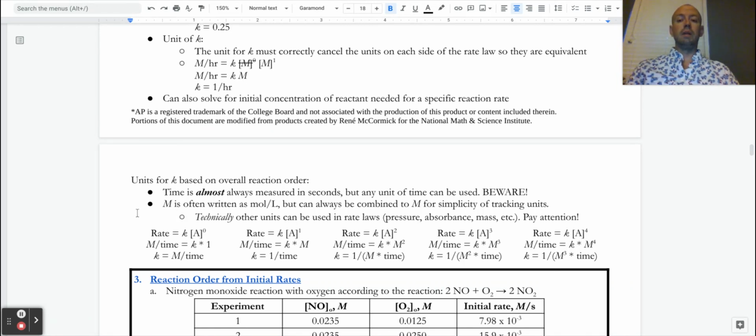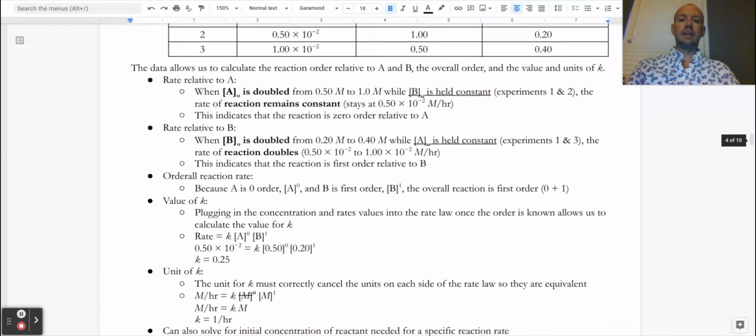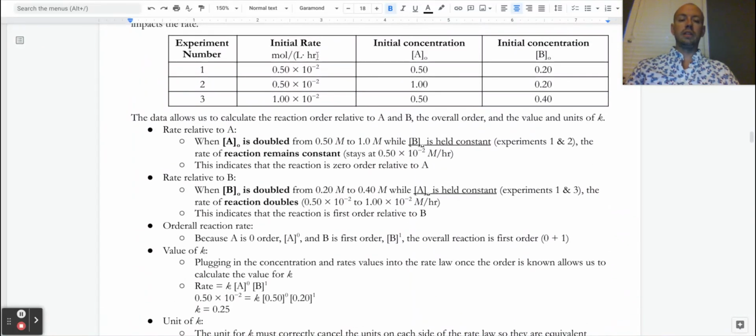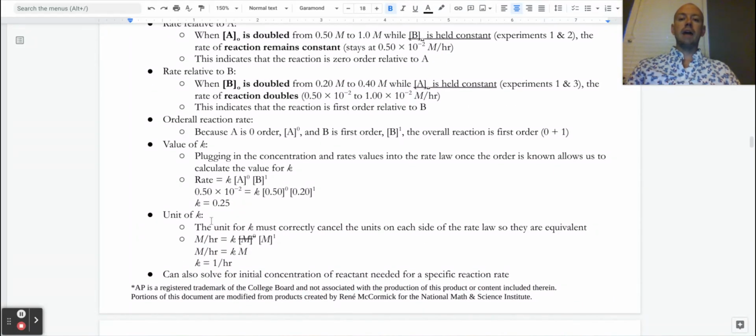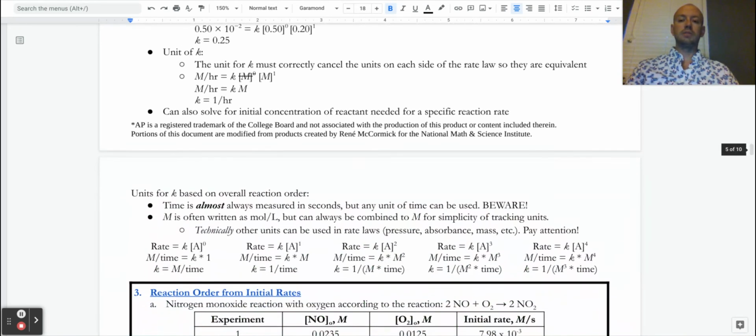Sometimes you'll see molarity written as moles per liter. Sometimes it's just written as M. A lot of times I will combine it to an M when I see it up here written as moles over liter hours, because I want to just have that as simple as possible. I don't want any more fraction bars. So put those together, keep it simple. Remember, we might run into some other units, but you're really going to see molarity the most.